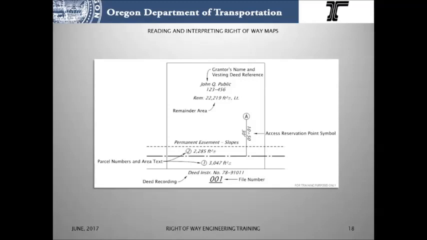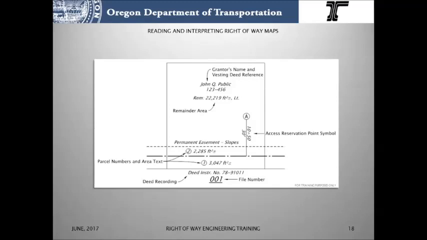Now, within our taking, we show the parcels. You have a parcel number, which is a number within a circle bubble, and the area of that taking. So here we have parcel 1. That would be a fee take, and it was 3,047 square feet, plus or minus. We always show our acquisition area text as more or less, plus or minus. Parcel 2 is a permanent easement for slopes. We label our easements on there, and you can see that's 2,285 square feet.